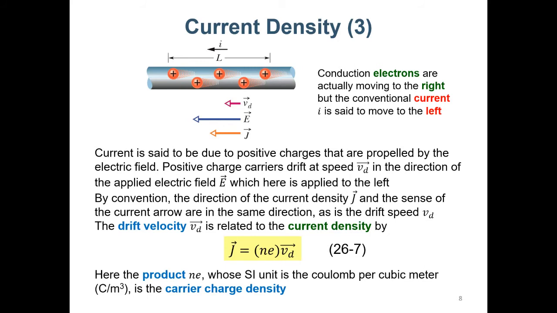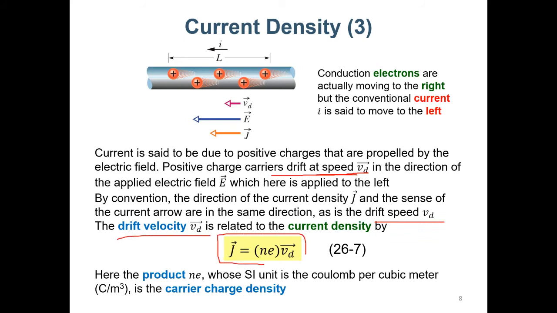So the current is said to be the positive charge, and they are propelled by the electric field. Positive charge carriers drift with velocity Vd. So Vd is what we call the drift velocity. They drift at speed Vd in the direction of the applied electric field, which is applied to the left. By convention, the direction of the current density, the current arrow, is the same direction as the drift velocity.